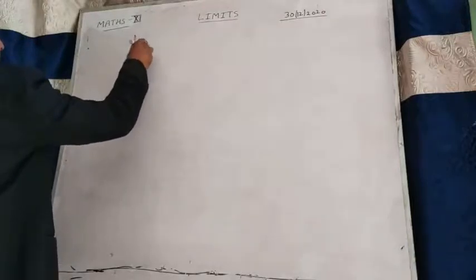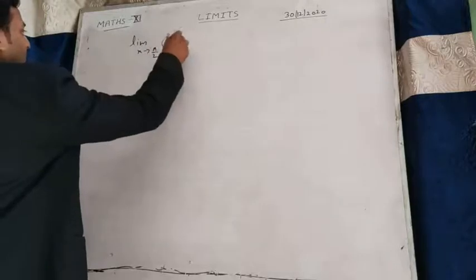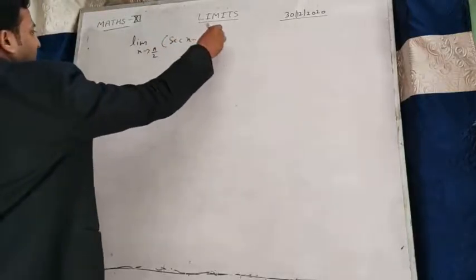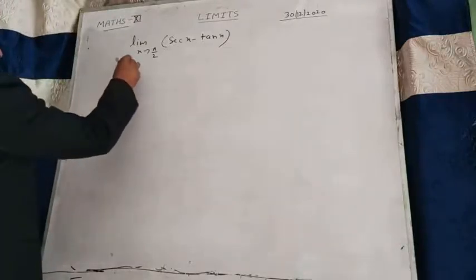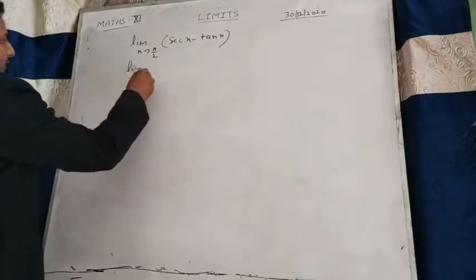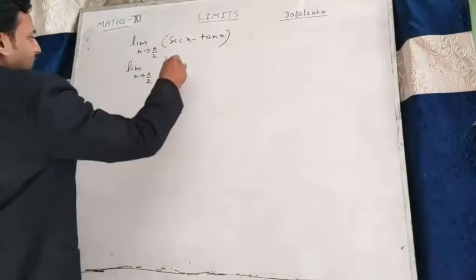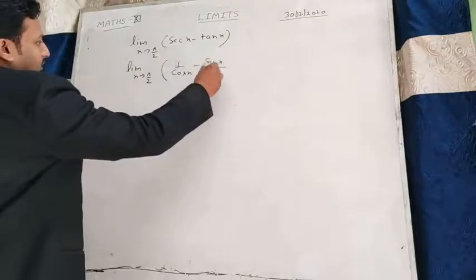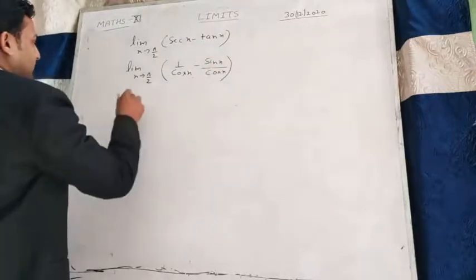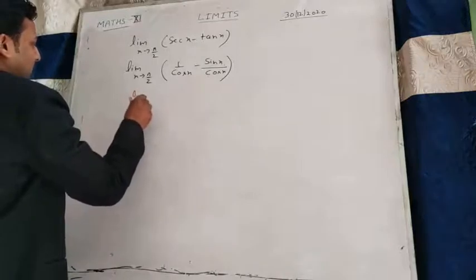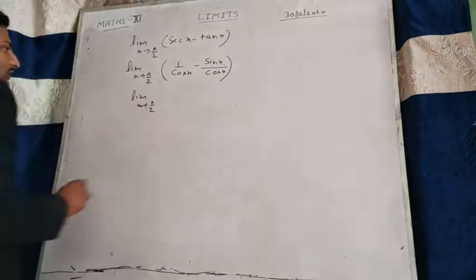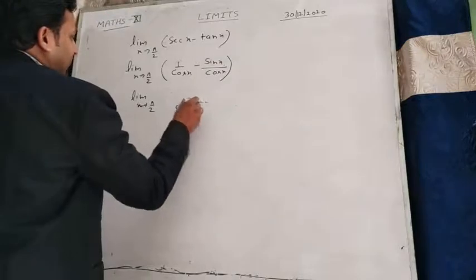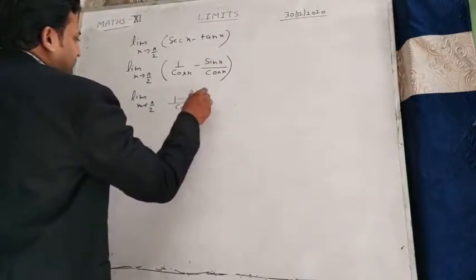Our next question is limit x tends to pi by 2, sec x minus tan x. Okay student, so we will write limit x tends to pi by 2, we can write 1 by cos x minus sin x by cos x, and this is limit x tends to pi by 2, taking cos x as LCM we write 1 minus sin x.